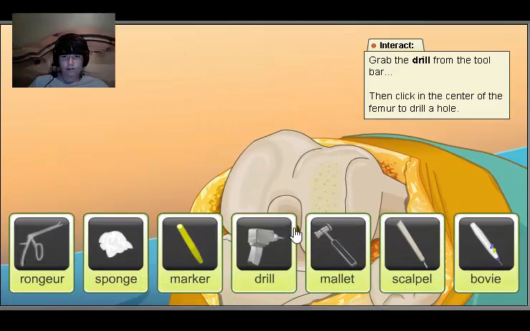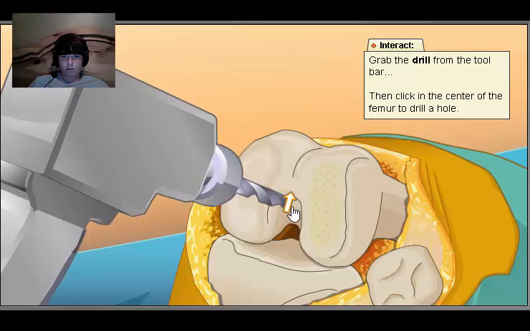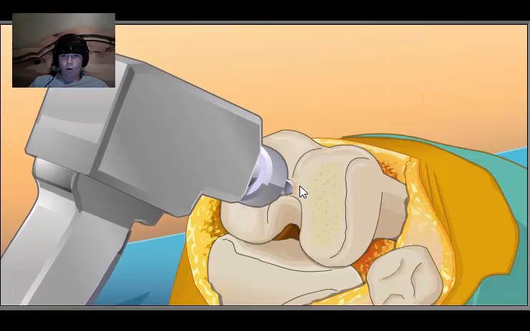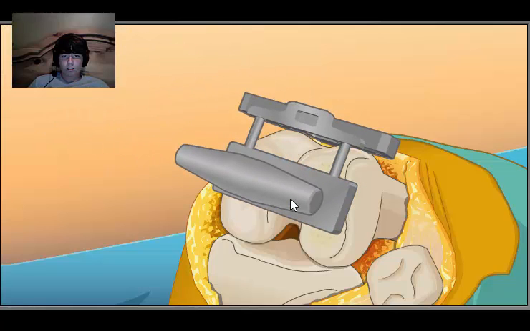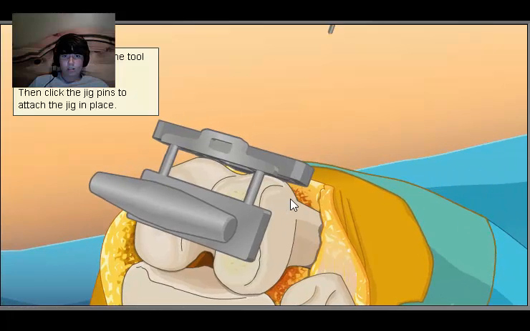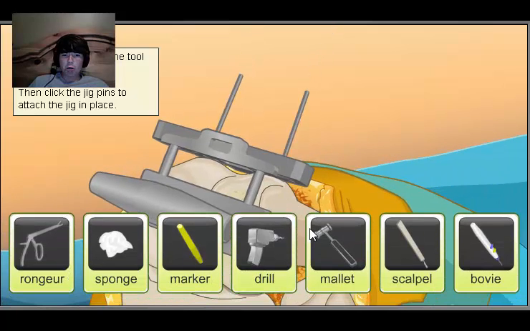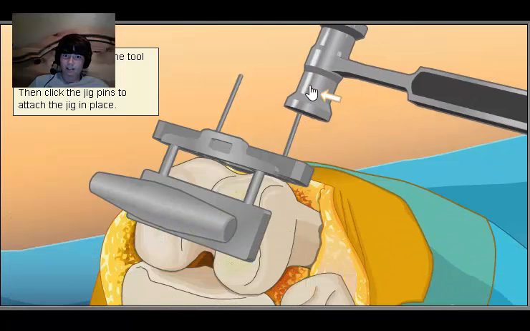A hole must be drilled inside the femur to set up the distal femoral cutting jig. Just drill a hole inside of your knee. The jig is put into position and helps ensure that the cuts made to the bone are exactly what are needed. Now hammer in the pins to hold the jig. Oh, okay. We are hammering into his knee, I think. That's sick.